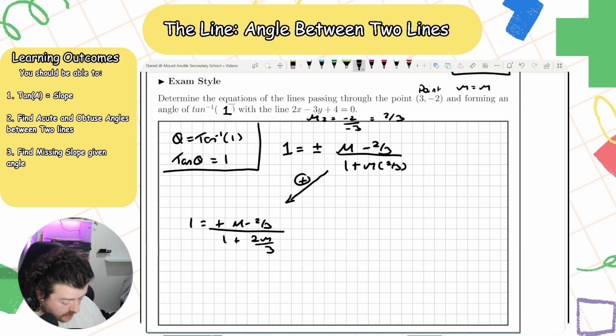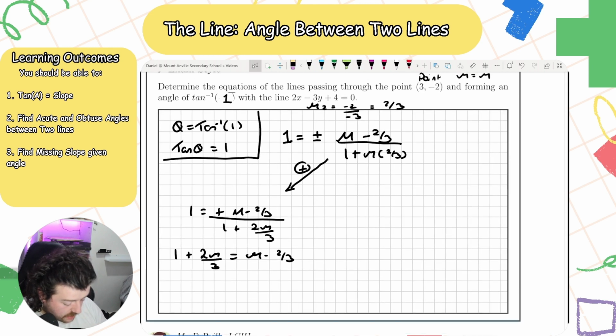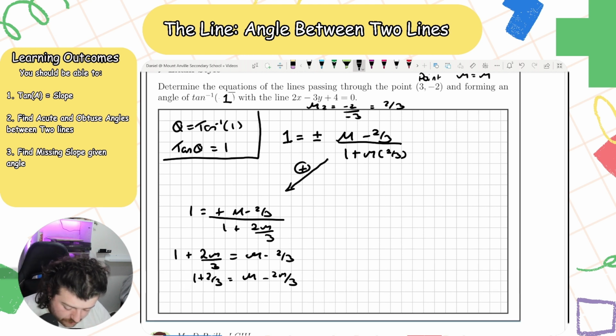Multiply across by my denominator. 1 plus 2m over 3 is equal to m minus 2/3. Bring everything over to one side. I'm going to have 1 plus 2/3 is equal to m minus 2m over 3. I'm going to have 5 over 3 is going to be equal to 1/3 m, or m over 3. Therefore, my slope is equal to 5. My first slope is 5.